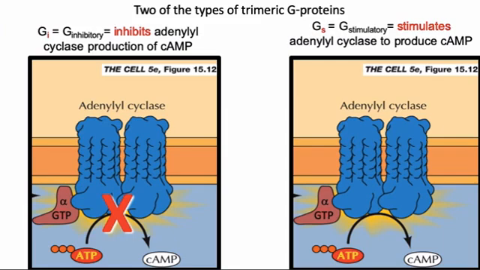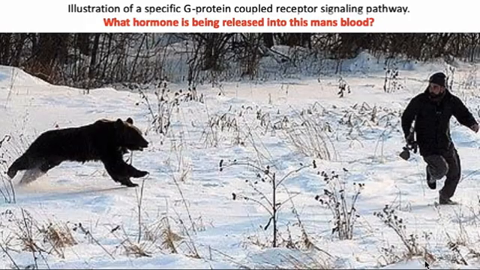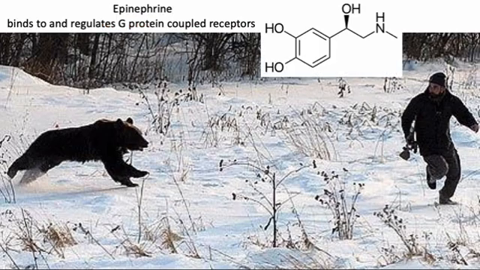But now I would like to look at an important example of a G protein coupled receptor signaling pathway. The man in this image is almost certainly producing a hormone and releasing it into his blood. That hormone acts through a G protein coupled receptor. What do you think that hormone is? Please pause and answer. Well, I'm hoping here you got, what is it? How about adrenaline, epinephrine?